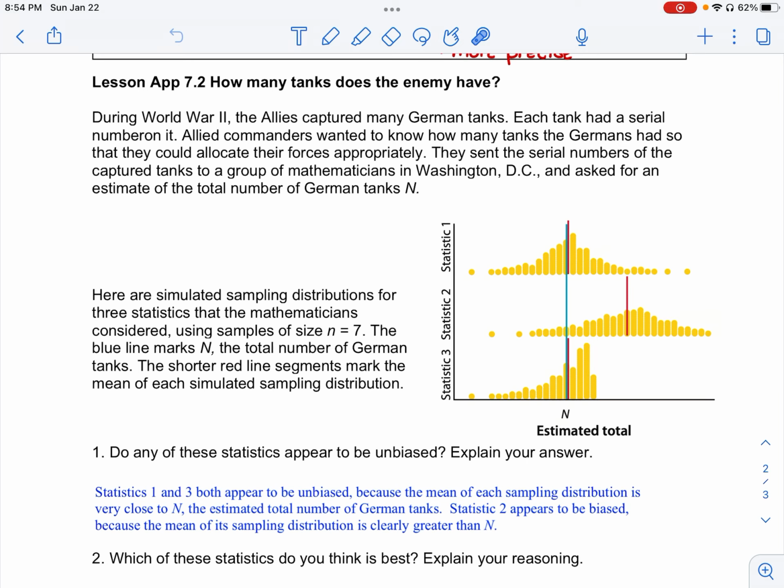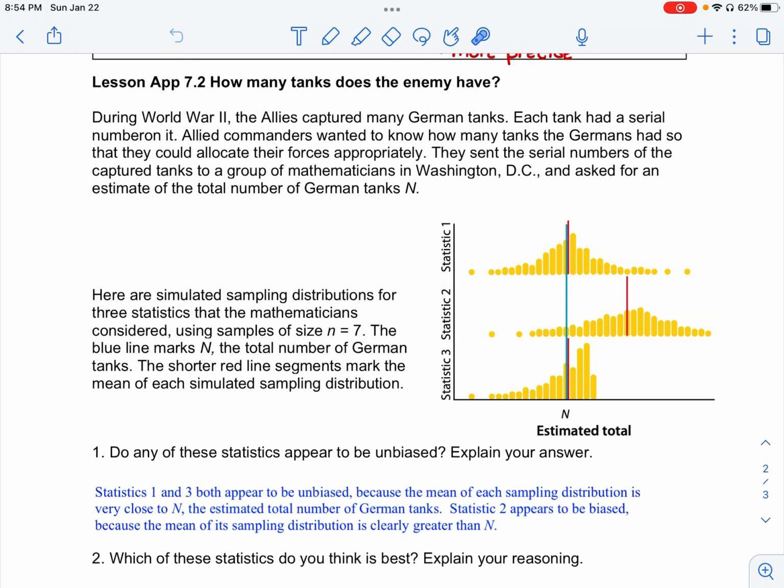They have three different sampling methods, one, two, and three, and they each have these distributions. They all look different. They always used a sample size of 7. So, like this dot here would be the estimate that came from a sample of 7 tanks. This also would be 7 tanks. The taller bars would have multiple samples of size 7 at those locations.